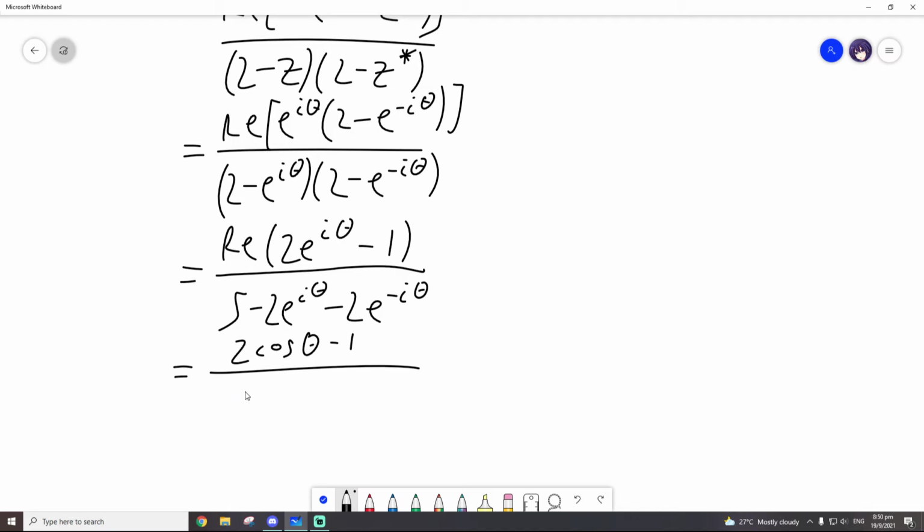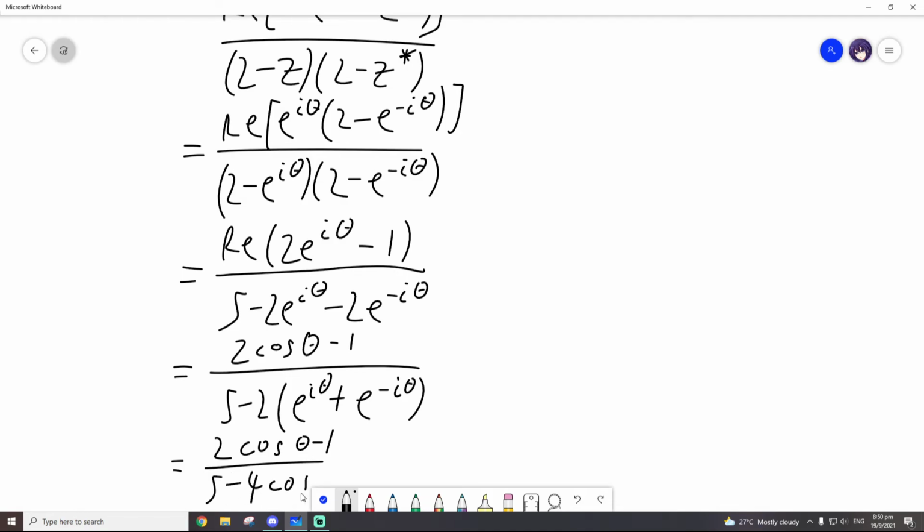And the bottom can be rewritten as 5 minus 2 times e to the power of i theta plus e to the power of negative i theta. And if you recall the identities that we have with the exponential form of complex numbers, this simplifies quite nicely to 2 cosine theta. So this is 2 cosine theta minus 1 divided by 5 minus 4 cosine theta. And this is exactly the right-hand side if you look back at the top.